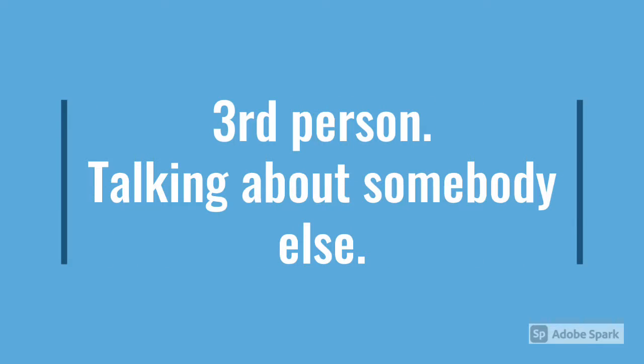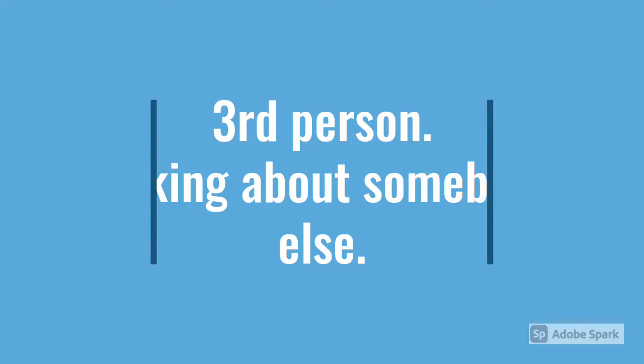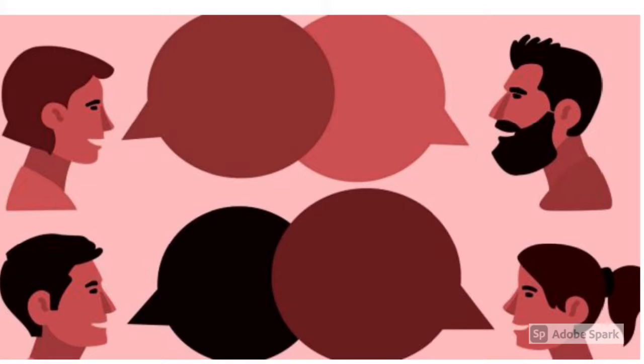Third person. This usually means talking about somebody else or somebody telling a story about somebody else. When we're using third person and we're telling a story, we might say something like, the children ran across the playground. They were very noisy.